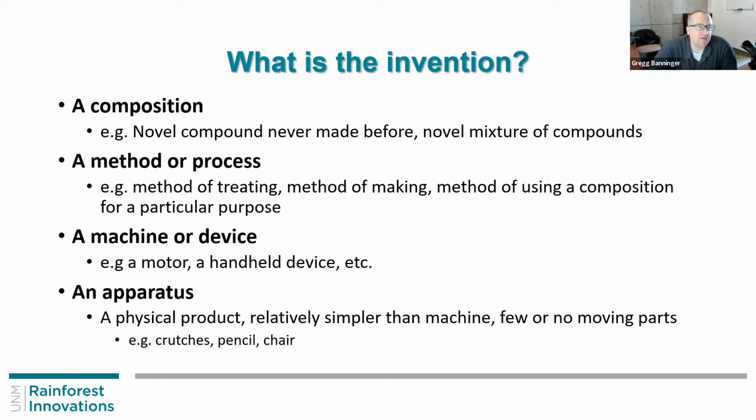What is the invention? Does it fall under a composition, a method or process, a machine or device, or an apparatus? Pretty much, a device tends to be things with moving parts. An apparatus, not so much, like a crutch or a pencil. That's the difference between an apparatus and a device. I will admit method claims are notoriously hard to search. They're hard to enforce too. How do you know someone's using your process? If it's hidden, you don't know. Even patent examiners have issues searching for method or process claims.